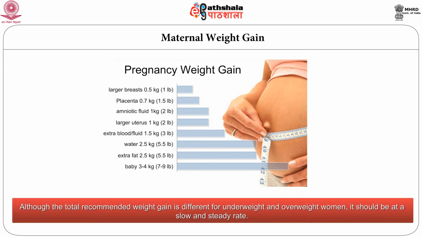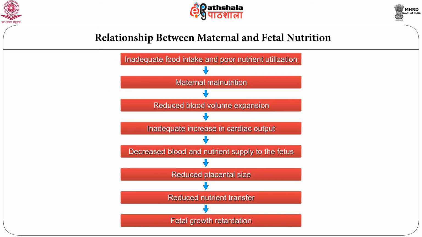Although the total recommended weight gain is different for underweight and overweight women, it should be at a slow and steady rate. Now we must know how much is too much and how much is normal. Women with normal BMI of 25, the recommended weight gain is 11.5 to 16, while for the obese with BMI of greater than 25, the recommended weight gain is 7 to 11.5. In Indian setting, the total weight gain of 10 to 12 kgs appears reasonable.